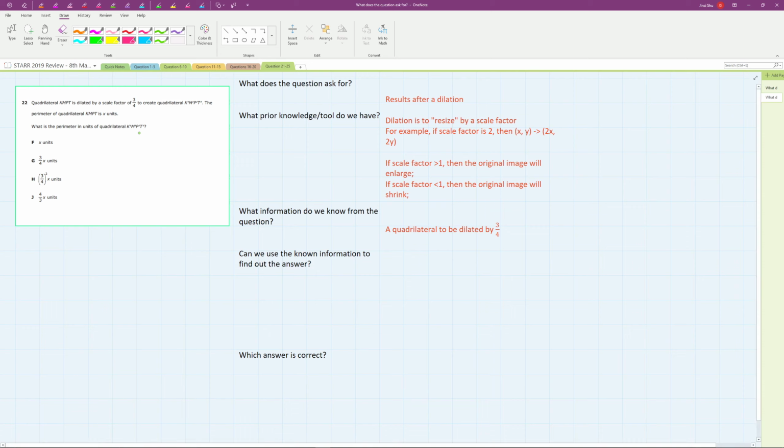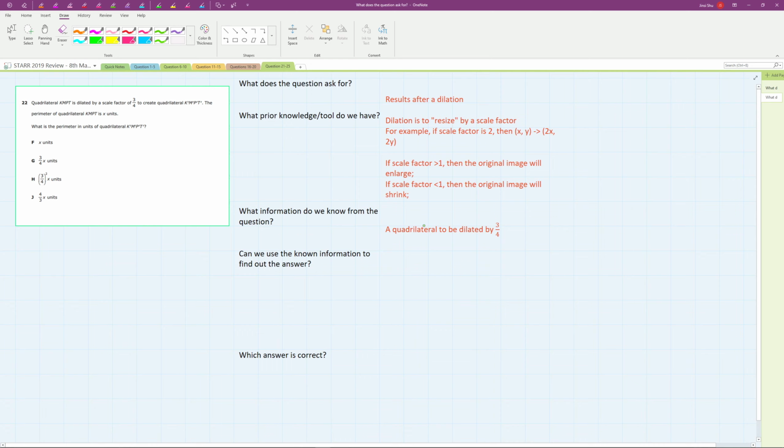In question 6, we talked about the properties of dilation. In short, dilation is to resize by a scale factor. For example, if a figure dilates by a scale factor of 2, then every side of this figure will resize by 2 times, and that figure is enlarged after the dilation. So the figure will enlarge if the scale factor is greater than 1. On the other hand, if the scale factor is less than 1, the figure will shrink.